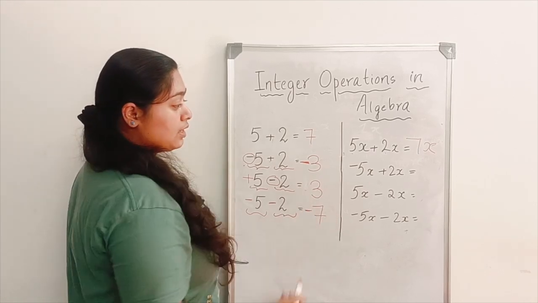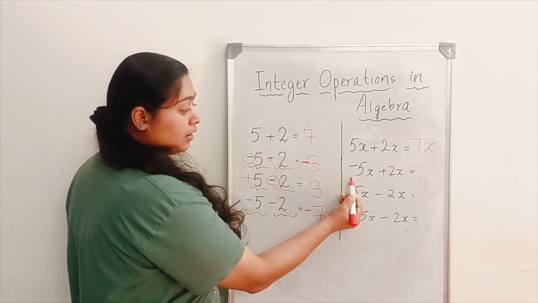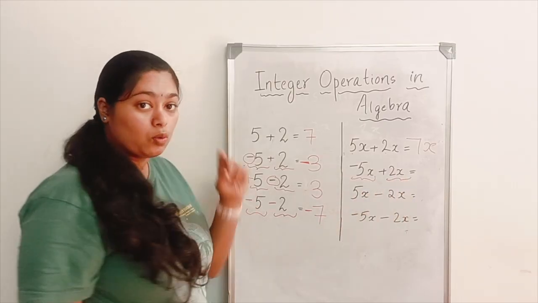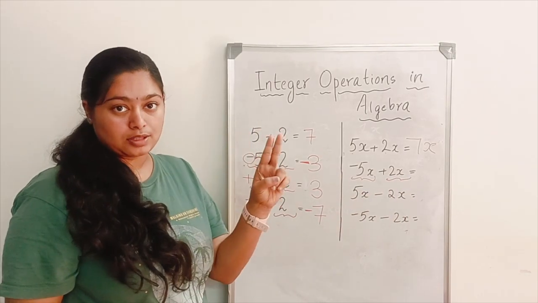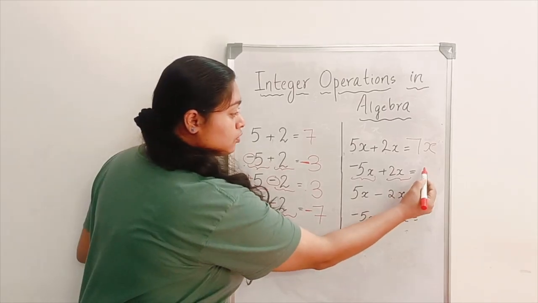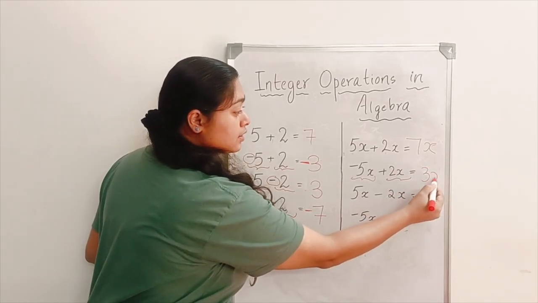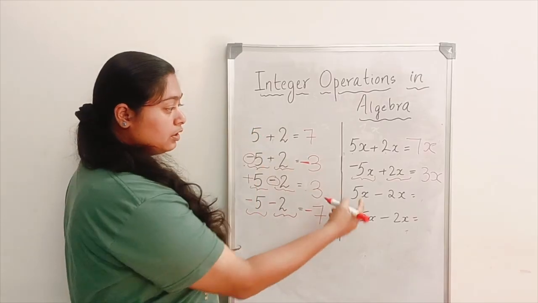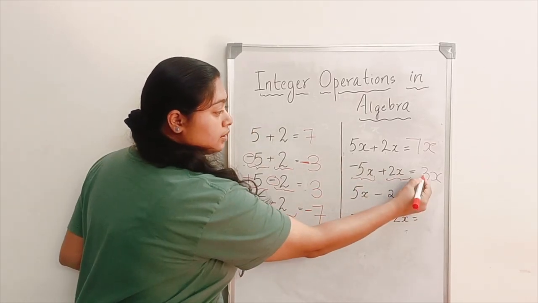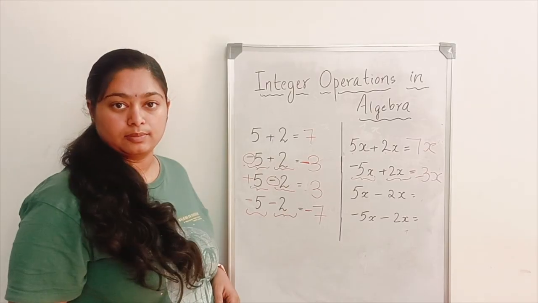Now let's look at the second example. We have a negative 5x, positive 2x. One negative number, one positive number. So don't add them but subtract them. So it is going to be 3x. But again remember, the bigger number is 5 having a negative symbol. So the answer is also having a negative symbol.